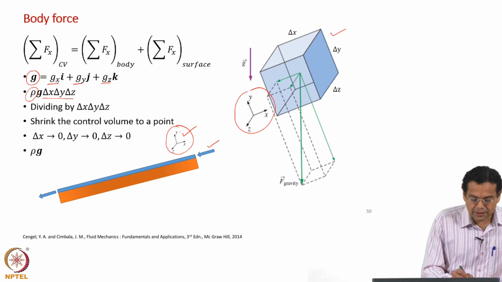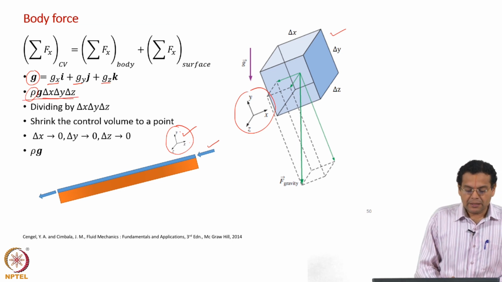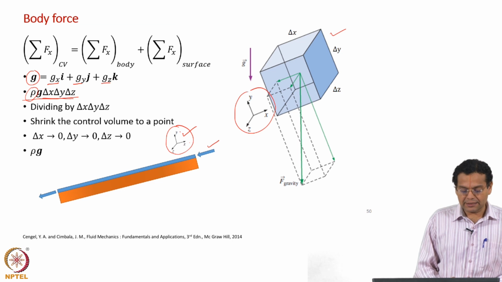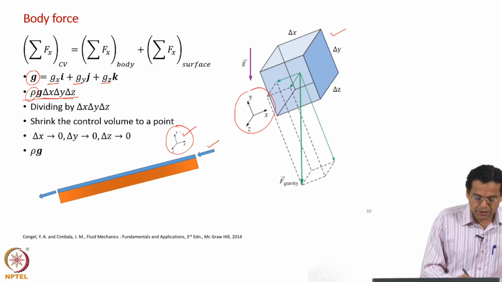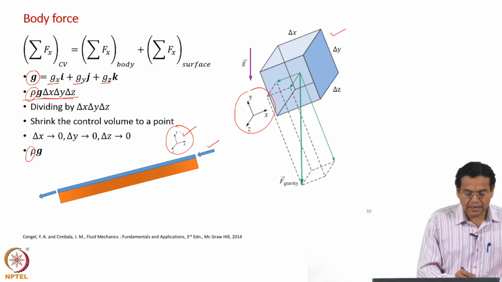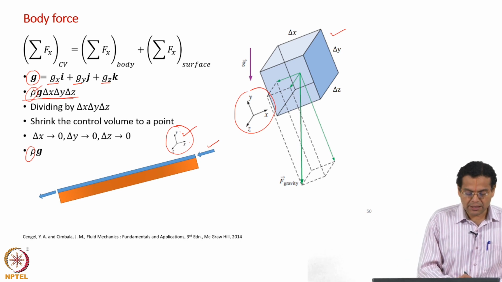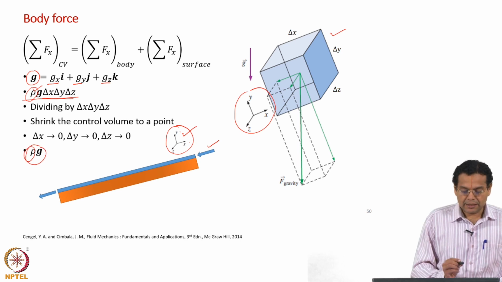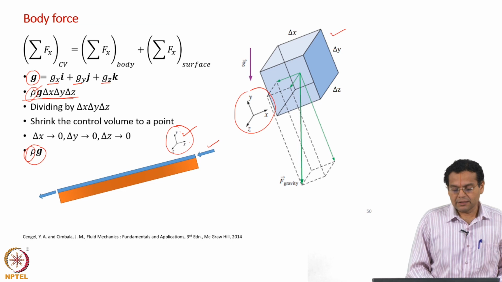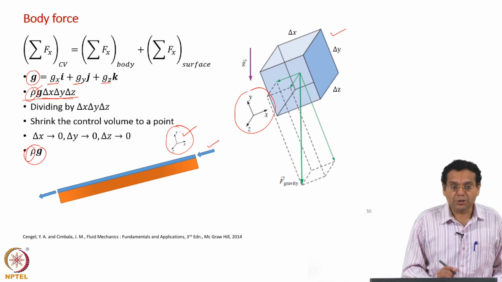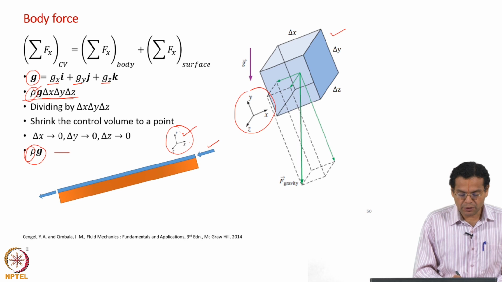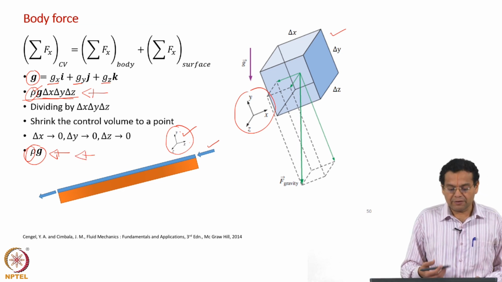rho g. What is the difference between this term and this term? This is rho g into delta x delta y delta z, and you are dividing and then taking the limit. So, now this rho becomes a point value as we have done earlier. Earlier this is the average of rho in this control volume. When you divide and shrink it to a point, now this represents the body force because of the gravitational field, the gravitational force per unit volume. Once again remember, this is gravitational force per unit volume. This expression, when we divide, represents the body force or gravitational force per unit volume.